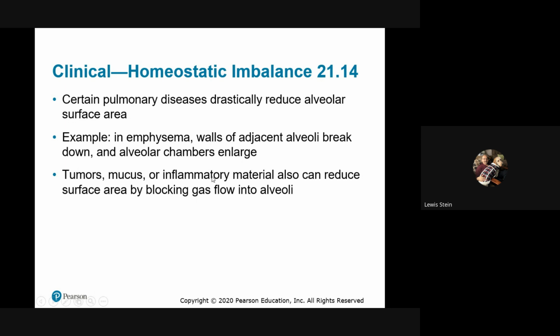So tumor, mucus, inflammatory material, all of those can do it. Anything that takes away from what's supposed to be there. And it accumulates over time. So even someone like me, a long-term smoker, would have had the potential of losing that space dramatically.